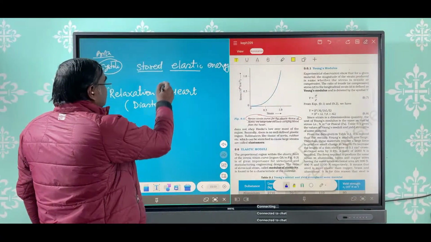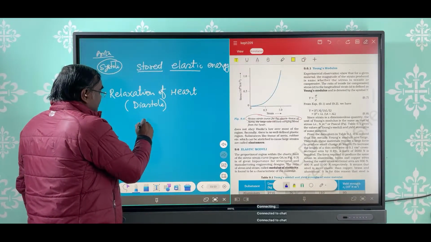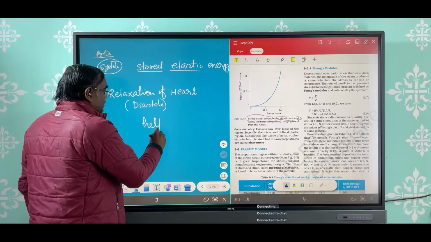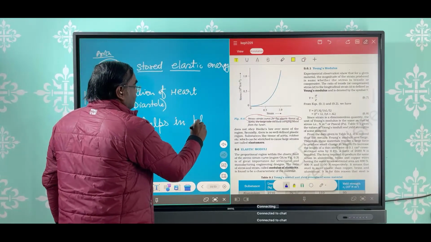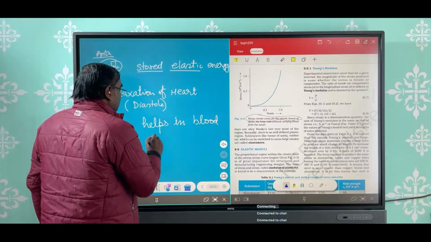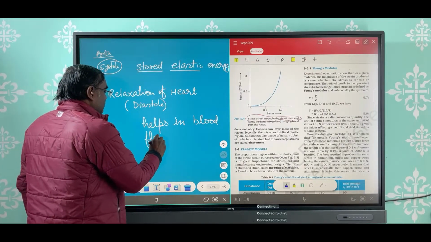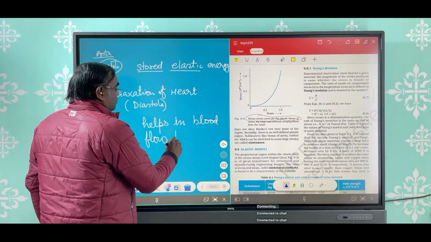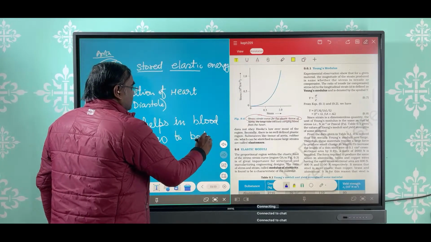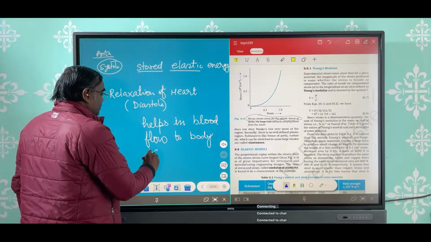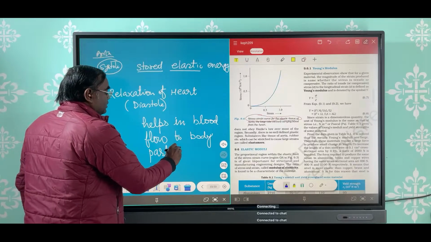That elastic energy helps in blood flow to body parts smoothly.